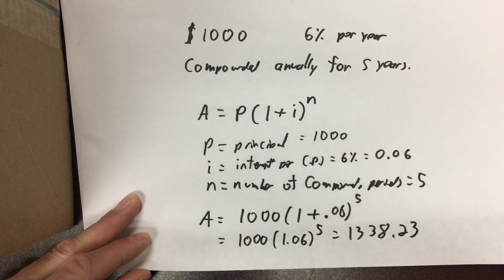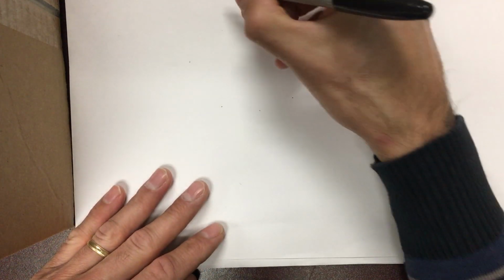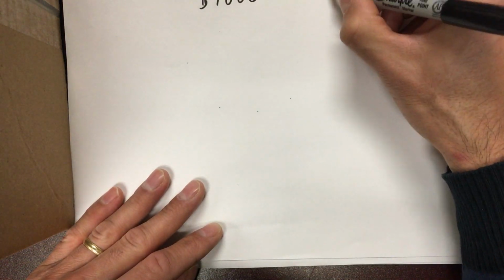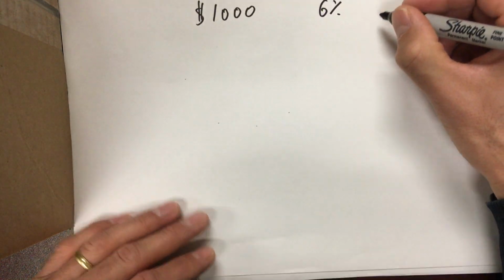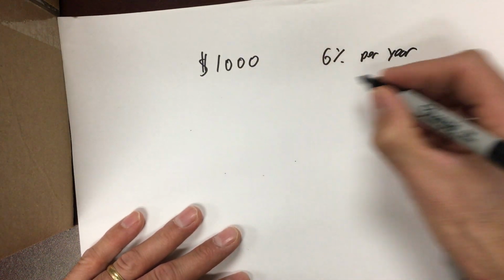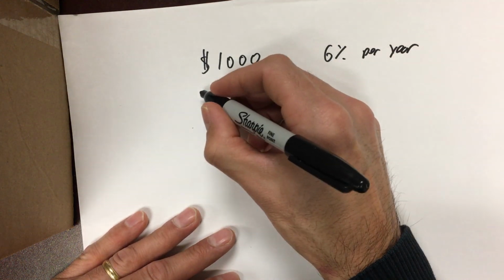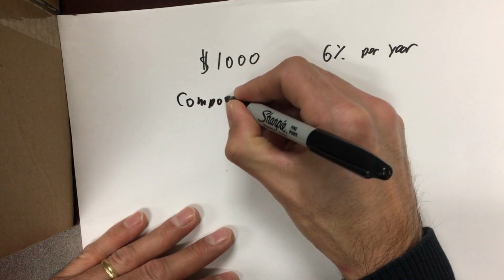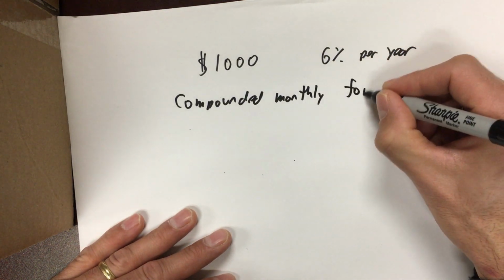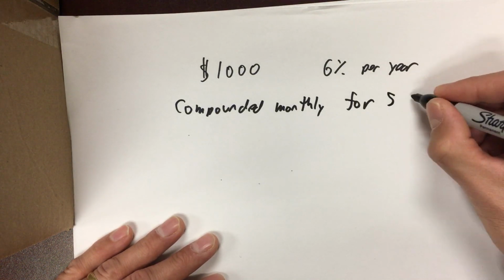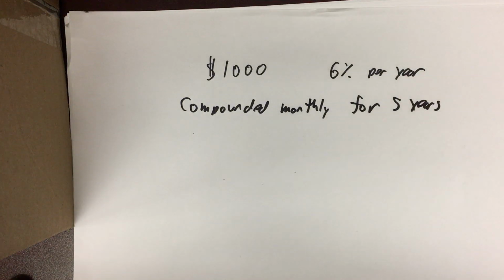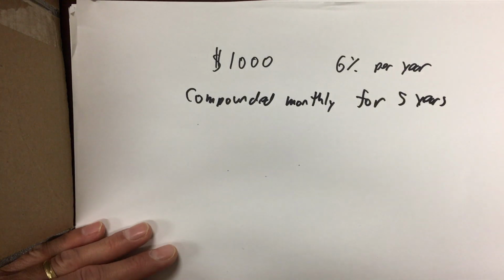I'm now going to change the question slightly. So we now have $1,000 and we're still receiving 6% per year. And we're still doing this for 5 years, but it's compounded monthly. So here's what this means. The interest is recalculated every month. So let's see how that affects things.